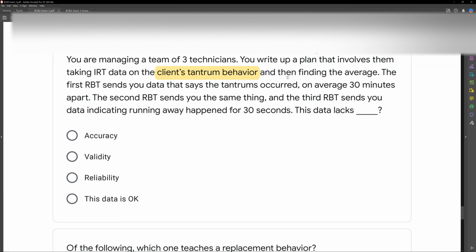Now, first RBT, 30 minutes for tantrums. Second RBT, same thing, tantrums. But third RBT sends us running away. Now, this data could be accurate. We don't know. Might not be. What we know for sure, though, it's not valid because the third RBT is not actually measuring what we want to measure. We want to measure tantrum behavior. Third RBT measured running away. And if we're not measuring what we're intending to measure, our data lacks validity. Know the difference between accuracy, validity, and reliability.